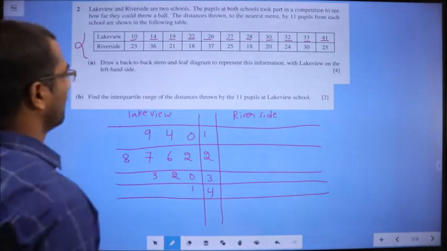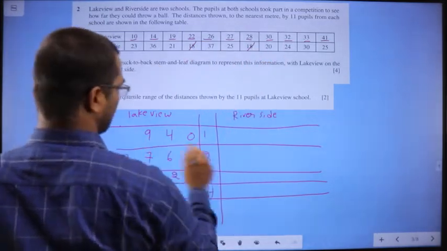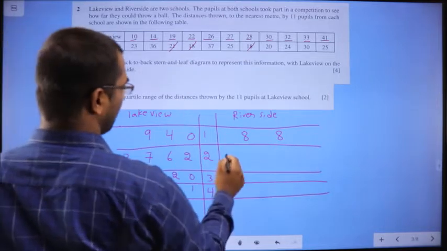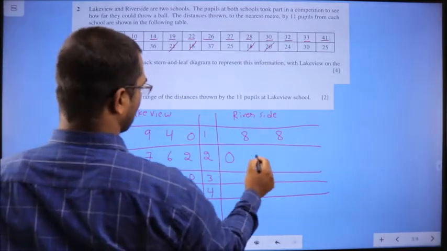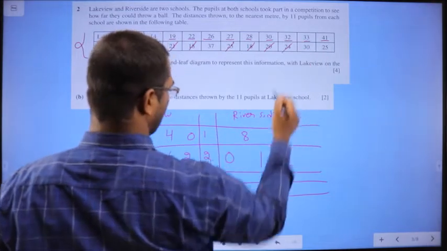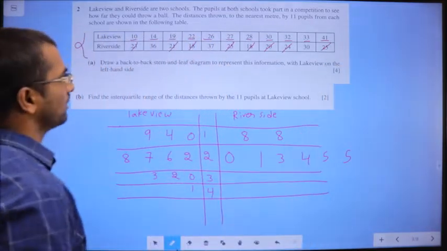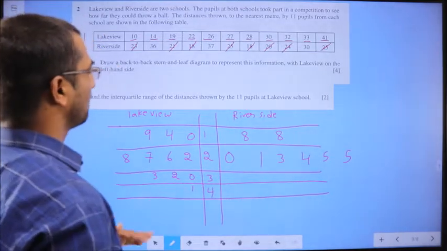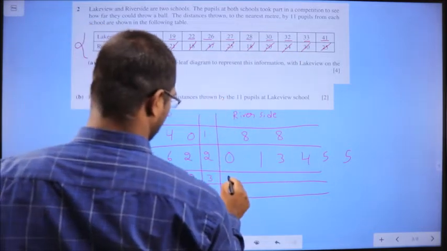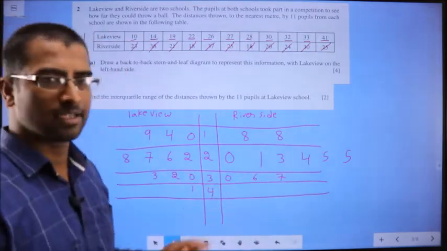Now for the reverse side. How many numbers start with digit 1? 18, 18, that's it. So it's only 8, 8. Next with 2: 20 is also present, so 0, 1, then 3, 4, and the 5s are 2. We are completed with all numbers starting with 2. Now the numbers starting with 3 are 30, 36, 37. So 0, 6, 7. This is the back-to-back stem and leaf diagram.